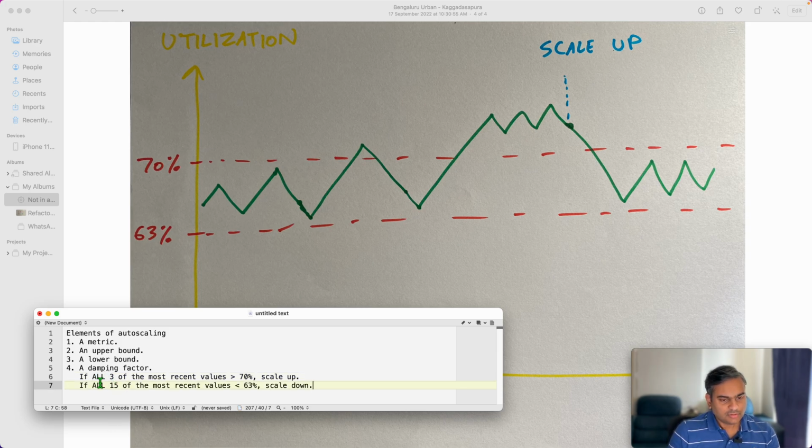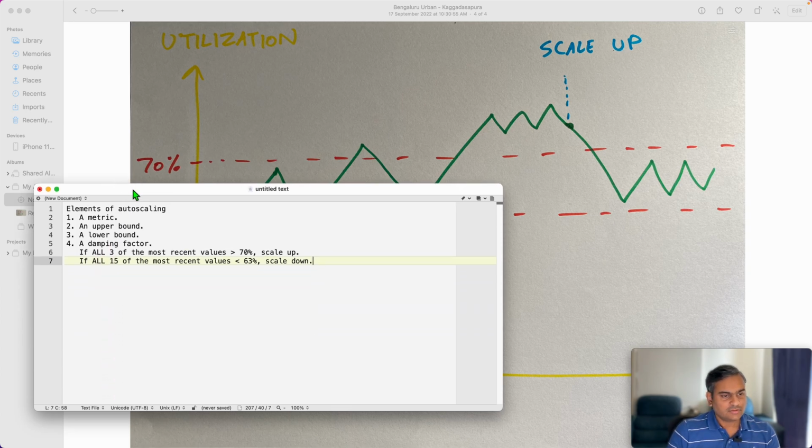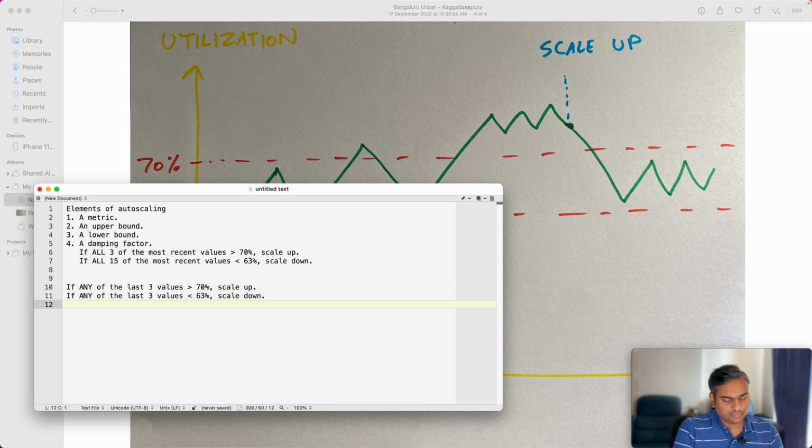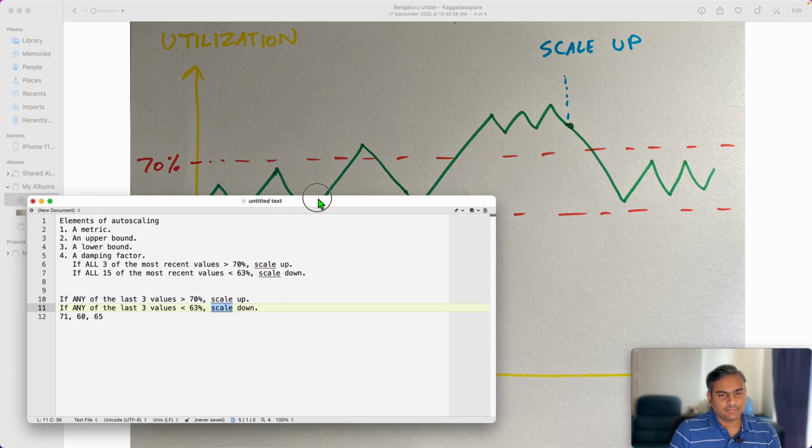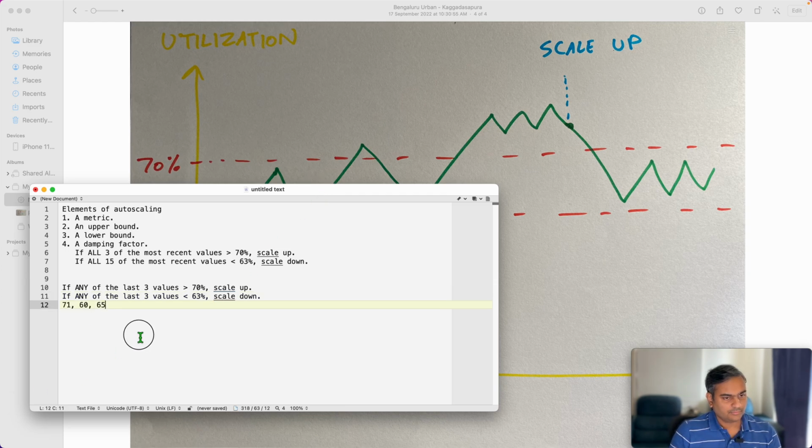And notice that no situation can satisfy both the conditions. So suppose you had a condition like this: if any of the last three values greater than 70, scale up. If any of the last three values less than 63%, scale down. Now suppose you have these values, 71, 60 and whatever, 65. This satisfies both the conditions. One of them is greater than 70 and one of them is less than 63. So both the scale up and scale down actions will be taken concurrently and fight with each other. So to put it graphically, you don't want these two to overlap. There needs to be a gap between the two.